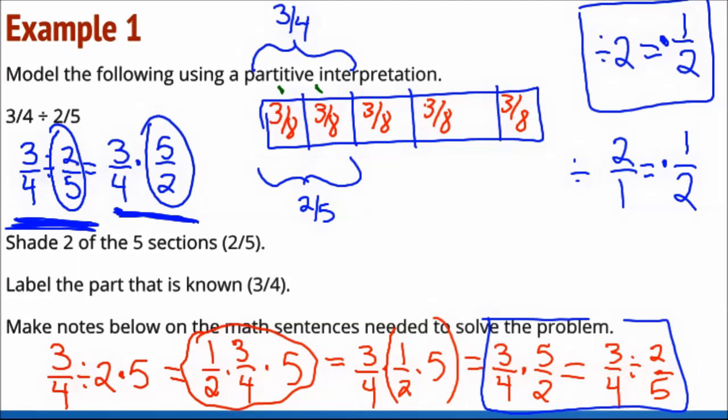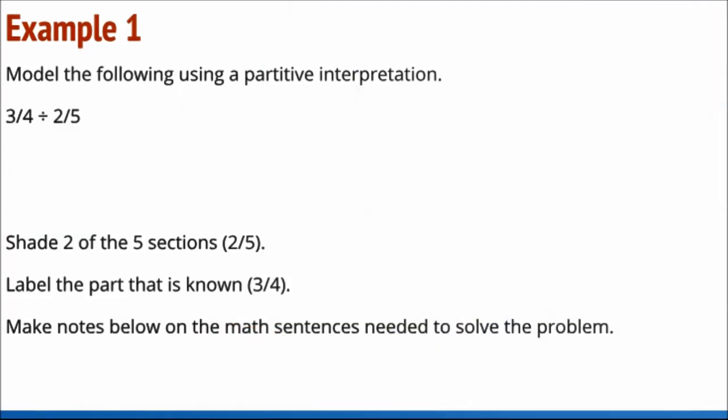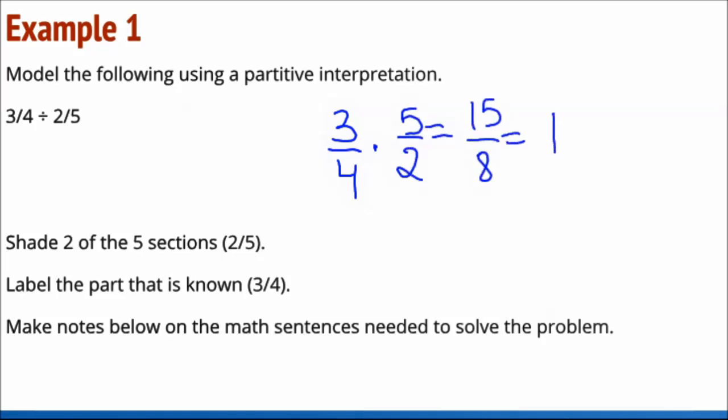This multiplicative inverse is called the invert and multiply. So for example, 3/4 times 5 halves is 15/8, which equals 1 and 7/8. But it's really important to me that you understand how this happened. How did we get to this invert and multiply?